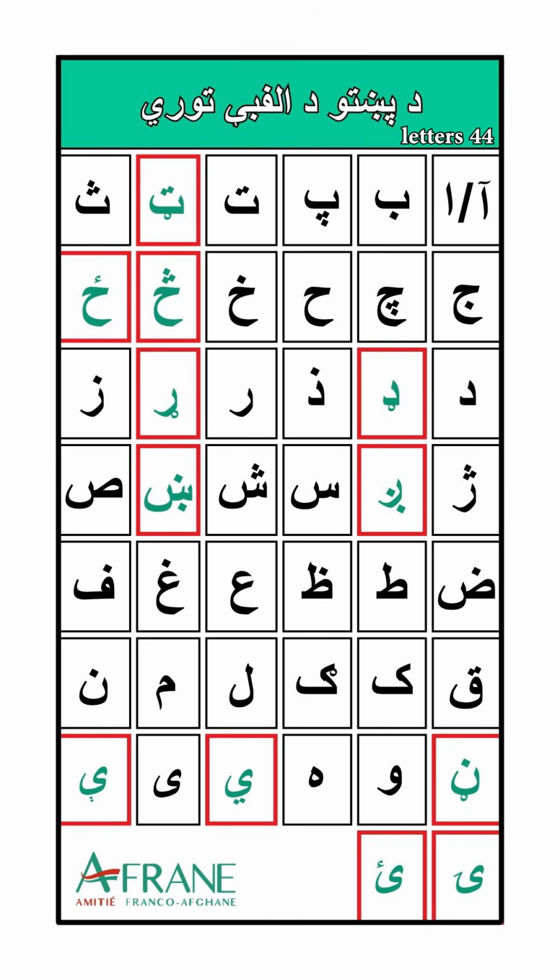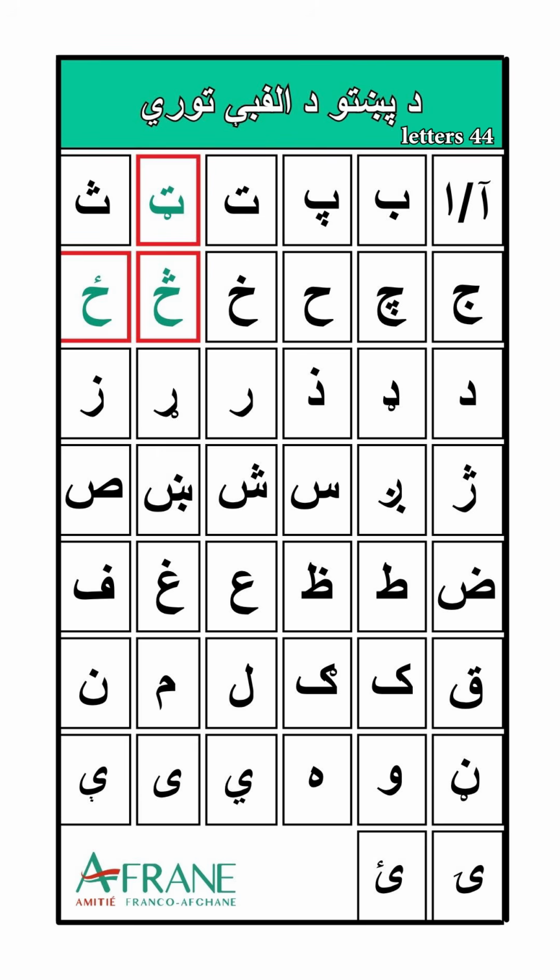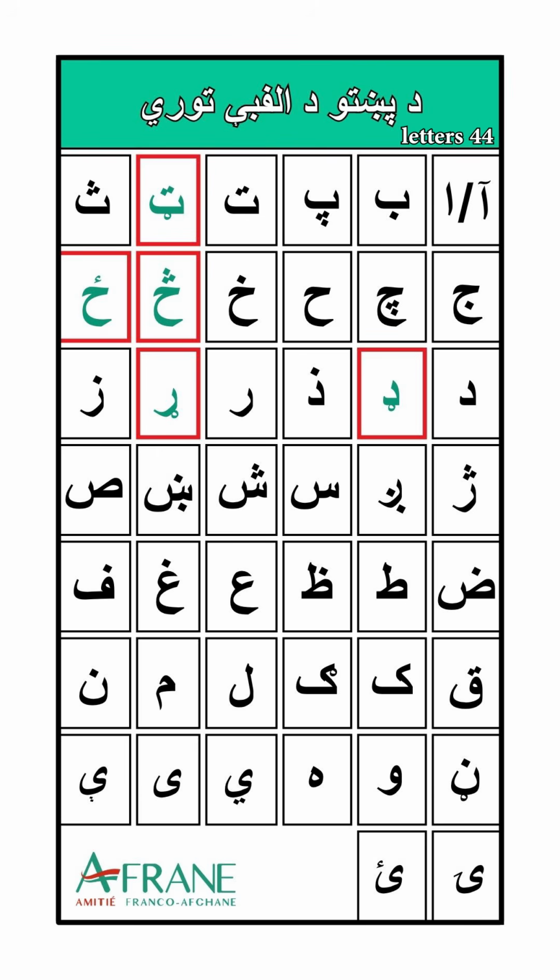And as you can see in the table, these letters are highlighted with the green color, and they are T, Se, Z, Dal, Re, Ge, Khe, Yachin, Nun, or Run, and for Ya, which have different sounds.